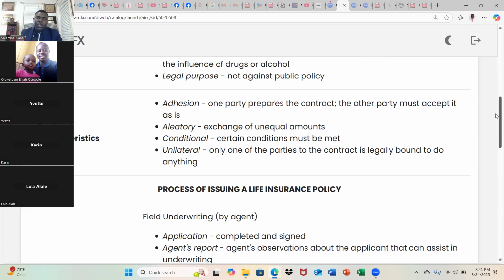You see the term conditional? That the contract is conditional. Conditional just means bilateral, just another word for bilateral. Promises are made from both sides. And then you see the word unilateral. Only one of the parties to the contract is legally bound to do anything.